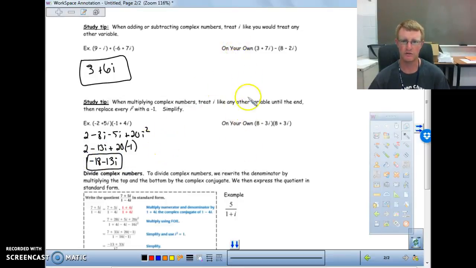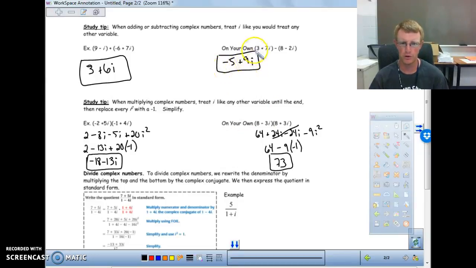Okay, I want you to try these two on your own. A subtraction problem and another multiplication problem. And then put your answers in that puzzle. For the first one, 3 minus 8 is negative 5. 7 minus a negative 2 is a positive 9. So the big mistake made here is forgetting that we have two negatives here. So it would be 7 plus 2, which is 9i.